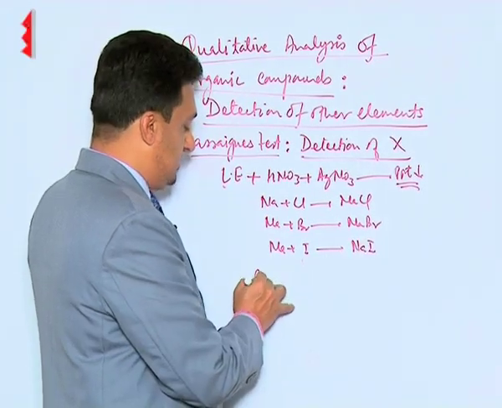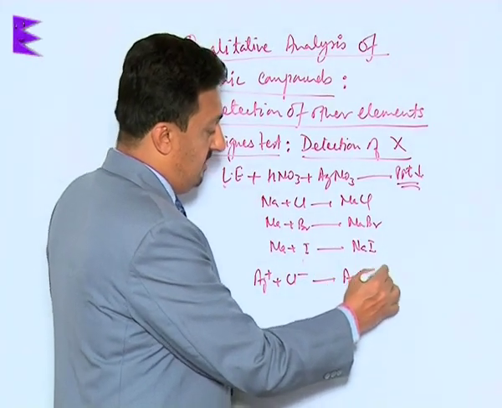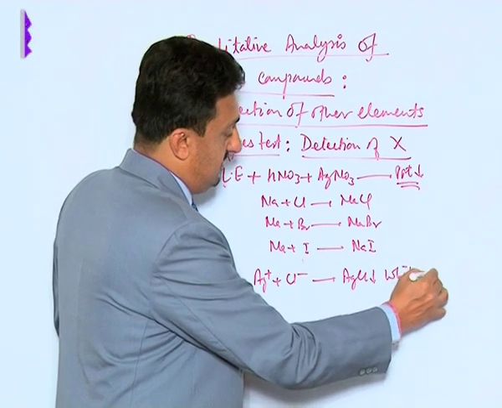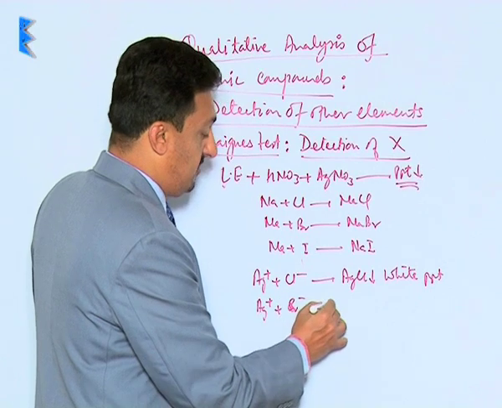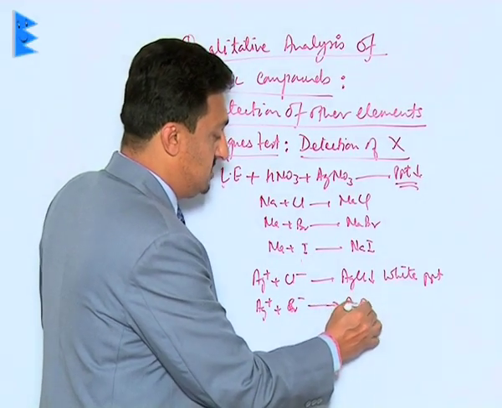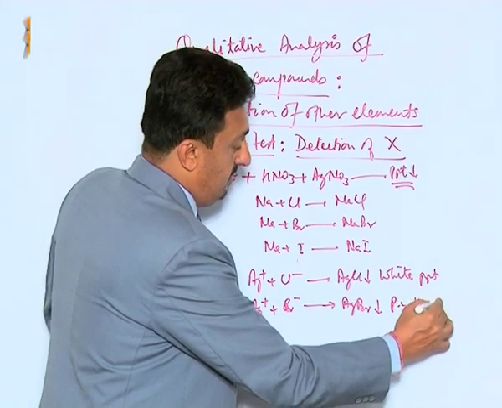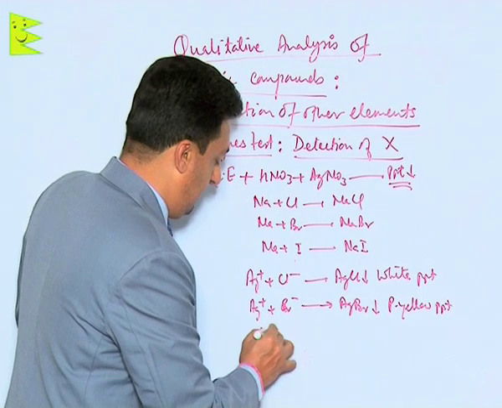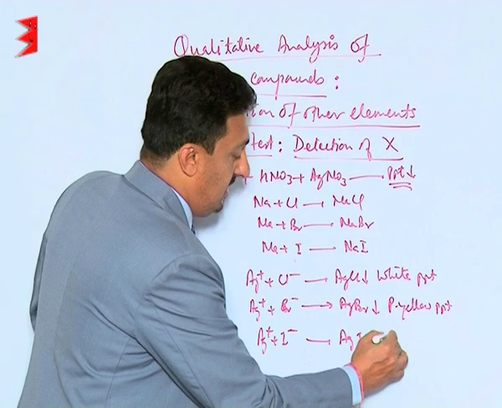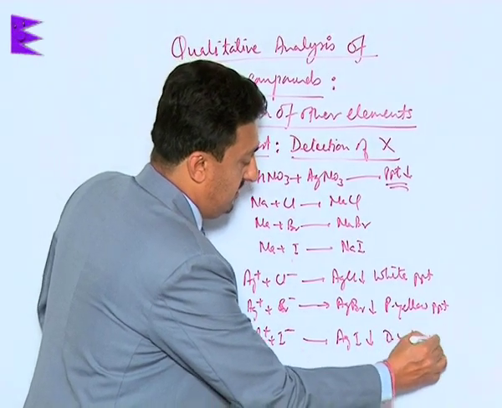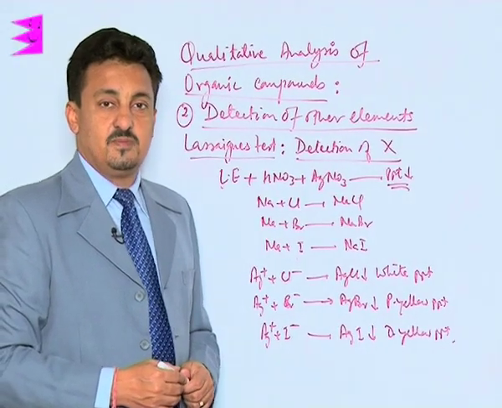Now the moment we take these silver ions, they can combine with the chloride ion to form AgCl. So we get white precipitates. If we are having bromide ions in the lecithins extract, we will get AgBr, which is a pale yellow precipitate. And if we are having iodide ions, then we will get AgI as dark yellow precipitates. So these easily tell us which halogen is there in the organic compound.